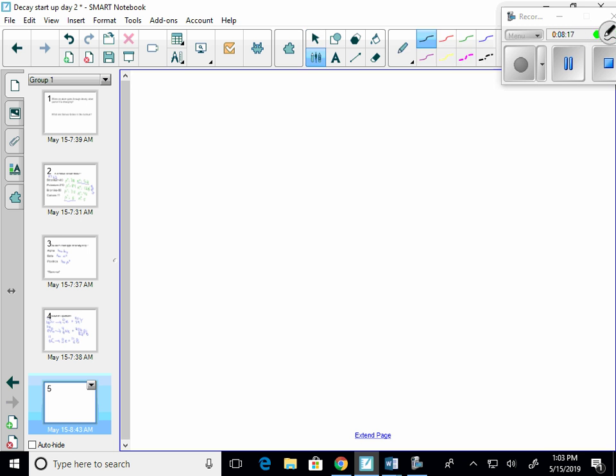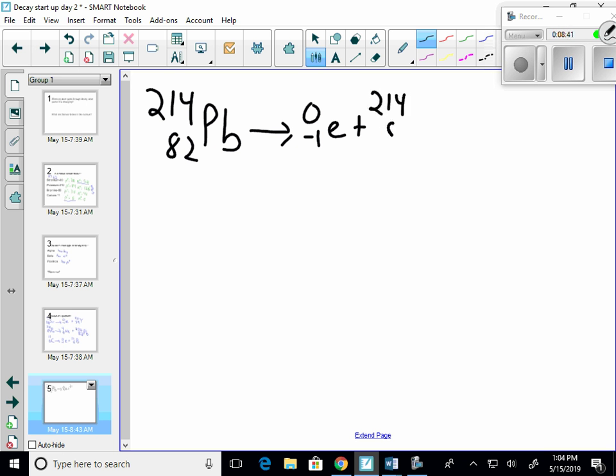So for example, on that problem, it starts with the isotope of lead-214. And what it states is that it's going to go through a beta decay. So my beta particle is 0, -1 e. And I can figure out my daughter product. It's got to be 214 for the mass and 83 for the atomic number. Which makes it bismuth, Bi.